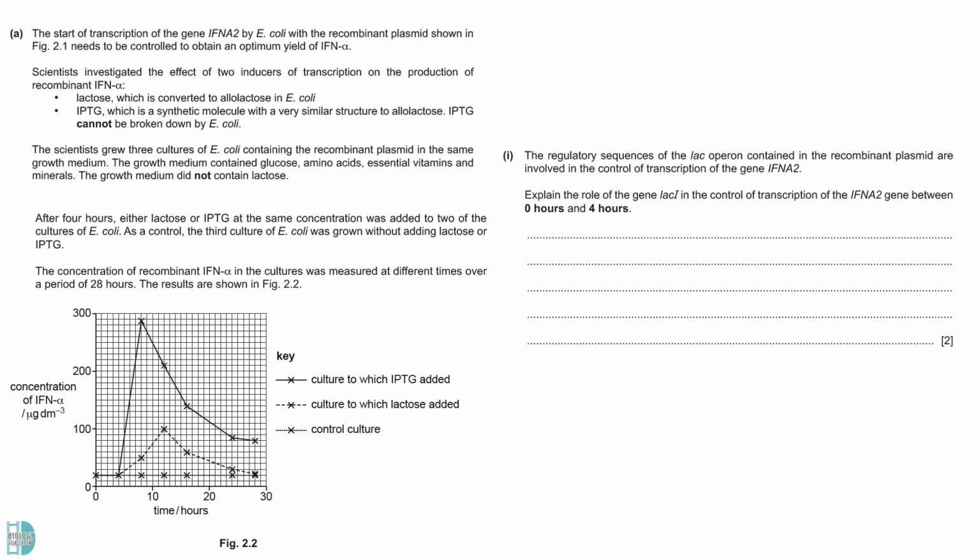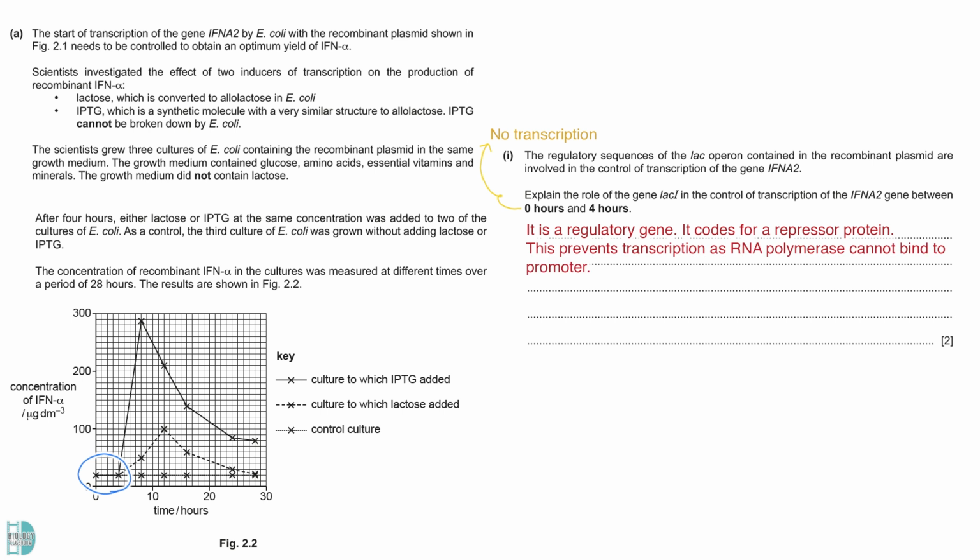1. Explain the role of the gene LEG1 in the control of transcription of the IFN-A2 gene between 0 hours and 4 hours. From 0 to 4 hours, IFN-alpha concentration does not increase. This indicates that transcription did not occur. It shows that LEG1 is a regulatory gene. It codes for a repressor protein that binds to the operator. The binding prevents transcription of IFN-A2 as RNA polymerase cannot bind to the promoter and carry out its function.